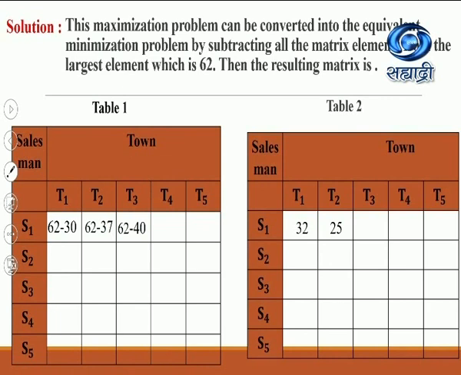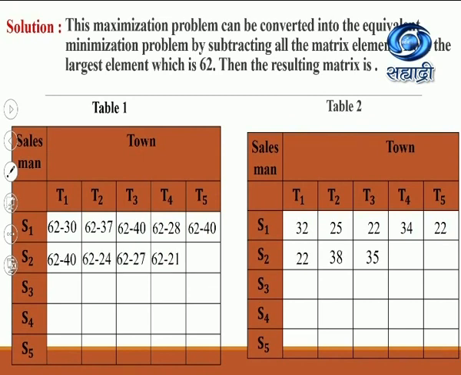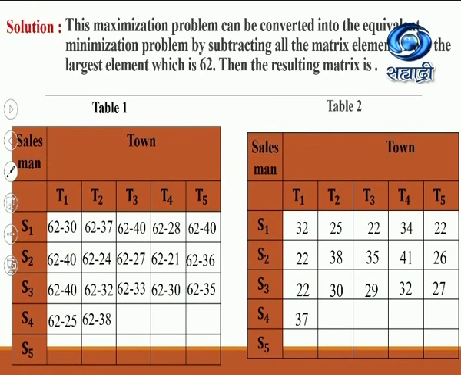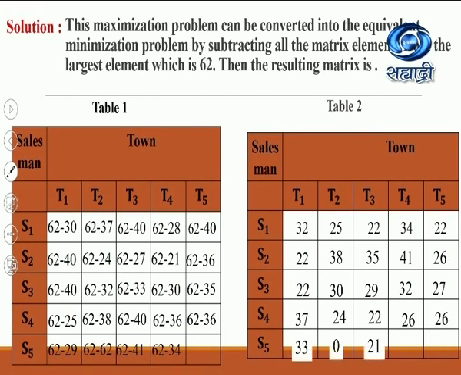So subtracting 62 from each and every element: 62 minus 30, 62 minus 37, 62 minus 40, 62 minus 28 and 62 minus 40. So the resulting answers we are getting in the next step are 32, 25, 22, 34 and 22. Then the second row is the same. The third row is also the same: 22, 30, 29, 32 and 27. Fourth row: 37, 24, 22, 26, 26. Last row is 33, 0, 21, 28 and 23.